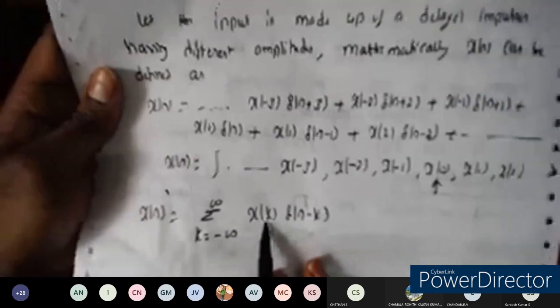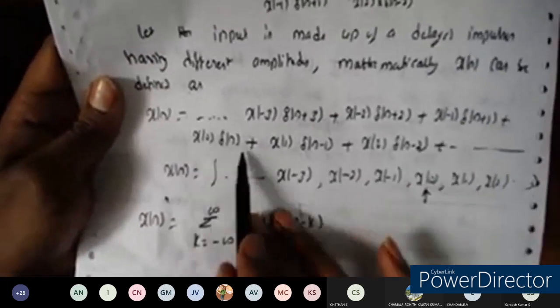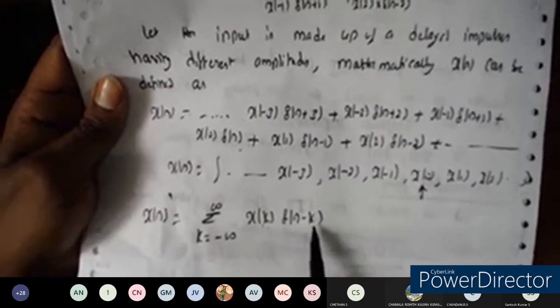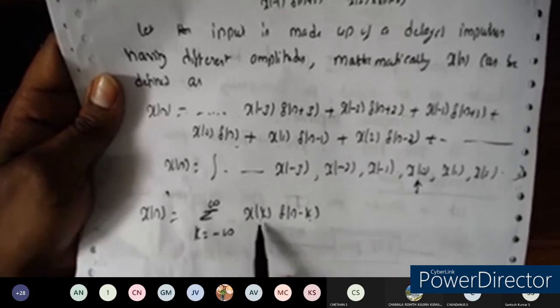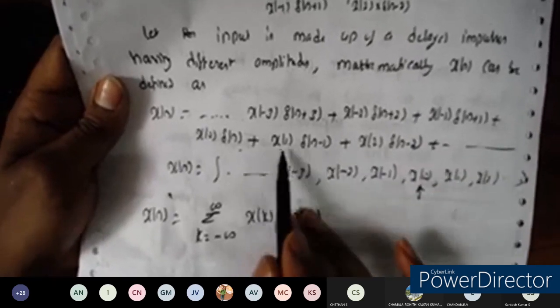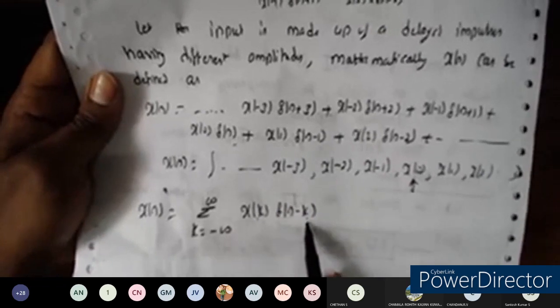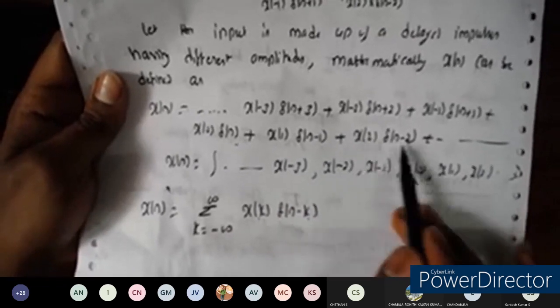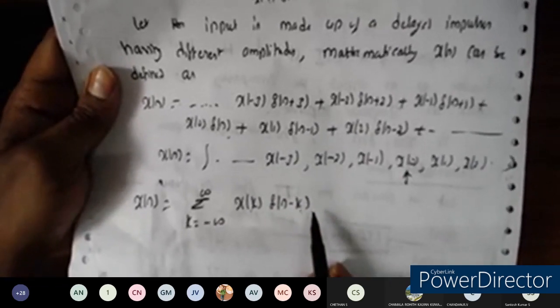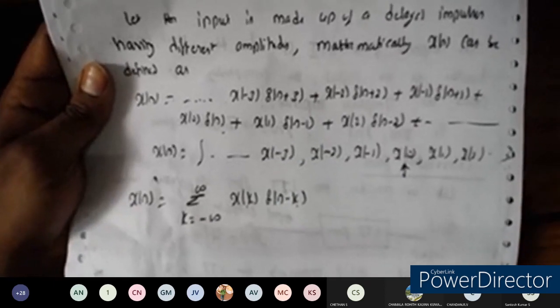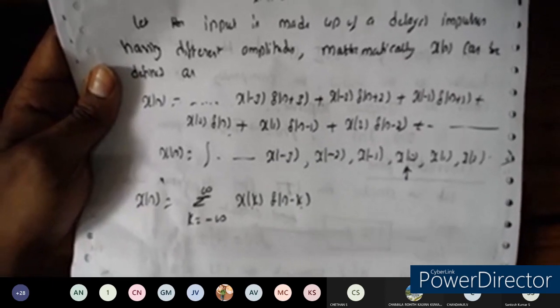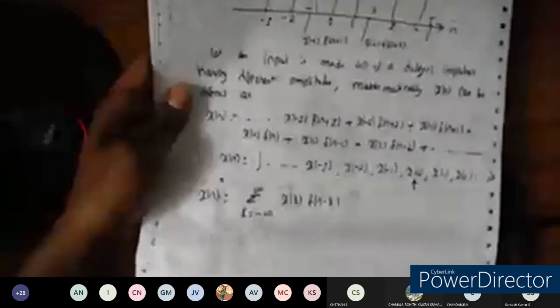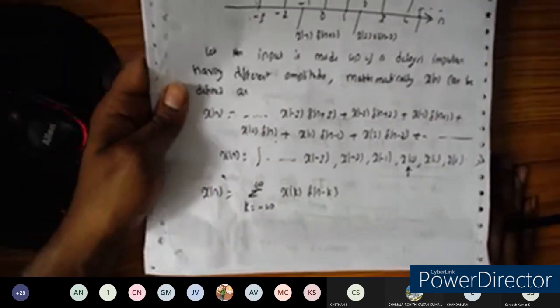If I substitute k is equal to 0, it becomes x of 0 into delta of n. If I substitute k is equal to 1, it becomes x of 1 into delta of n minus 1. If I substitute k is equal to 2, we get x of 2 into delta of n minus 2. So done that. I'm going to introduce the term called k summation here.